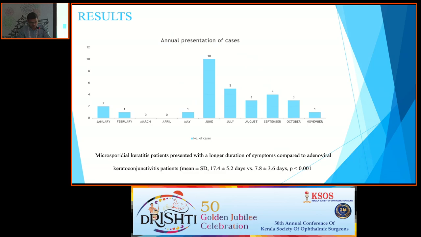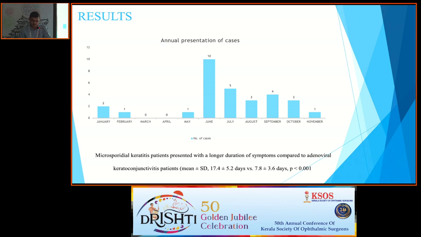So the peak prevalence of the disease was noticed in the rainy season, especially between the months of June to August. And patients with microsporidiosis also had a longer duration of symptoms compared to their adenoviral counterpart.